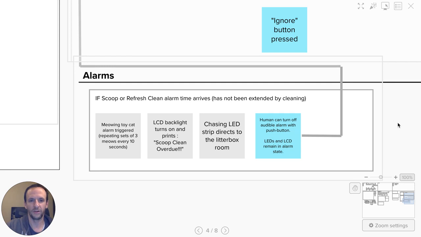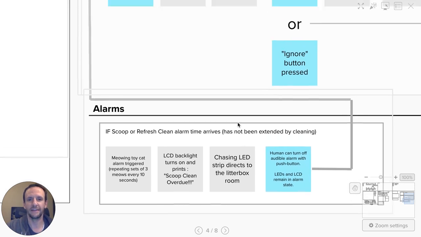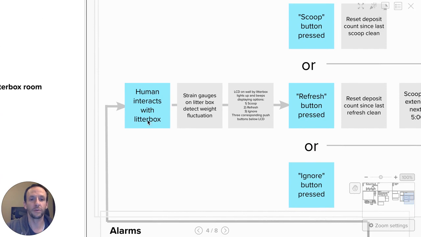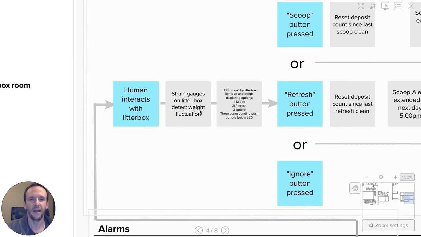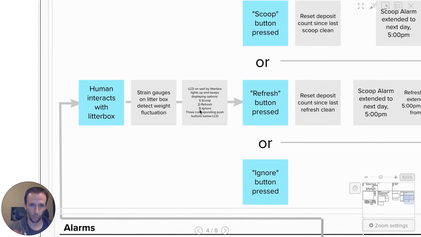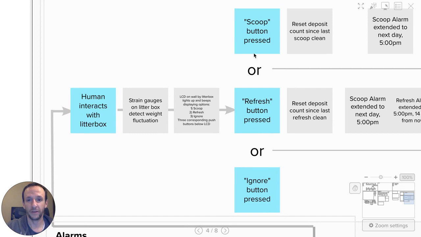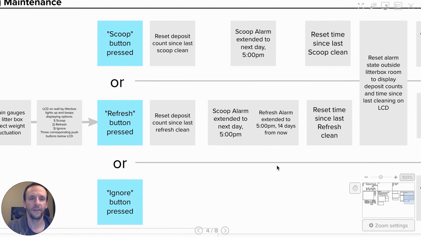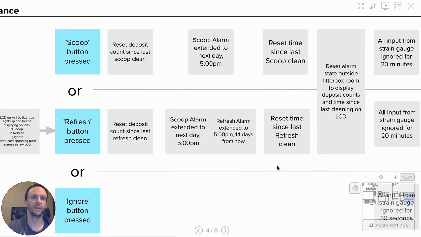But in order to actually reset the state of the alarm, a human would have to interact with the litter box. So those strain gauges on the litter box would detect that change in weight, and they would prompt. Only then could the person go in and say, yes, I am scooping, I am refreshing, or just ignore me. I'm not doing anything. If they are scooping, then we'd do some things.